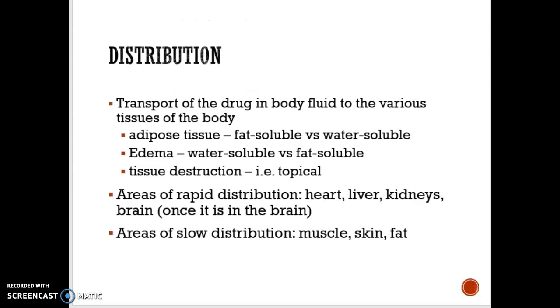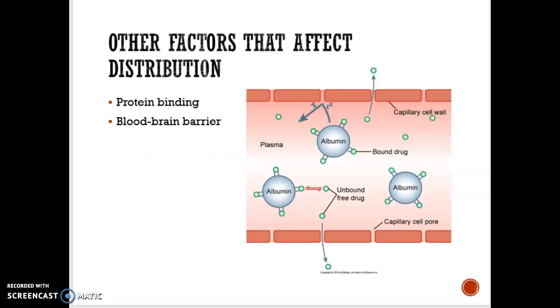Distribution is the transport of the drug in the body fluid to the various tissues. Drugs are affected whether they are fat soluble or water soluble. They're affected by the amount of tissue or the amount of edema that's present. We also will see areas of rapid distribution and areas of slower distribution. Here's a brief slide that explains to you the protein binding. Albumin being the most prevalent protein in the plasma, it's the most important of the proteins.